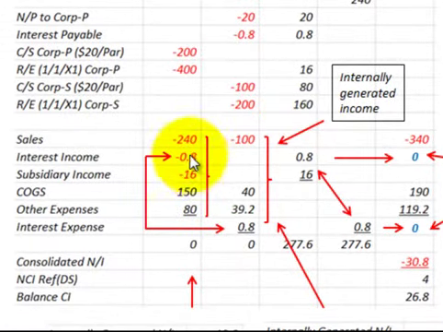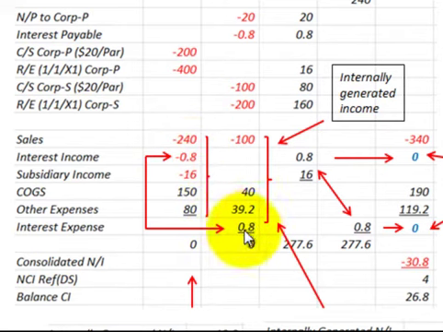So going down and looking at our internally generated income for both Corporation P and Corporation S. For Corporation P, they have an interest income of $800, and for Corporation S, they have an interest expense of $800, and that's on their internally generated income. Now moving over to the consolidated income, we've eliminated the interest income and interest expense between the subsidiary and the parent. So on a consolidated basis on the income statement, there would be a zero amount included for both the interest income and interest expense.